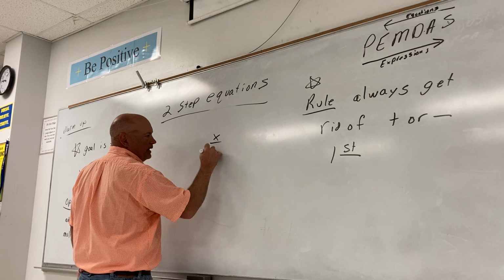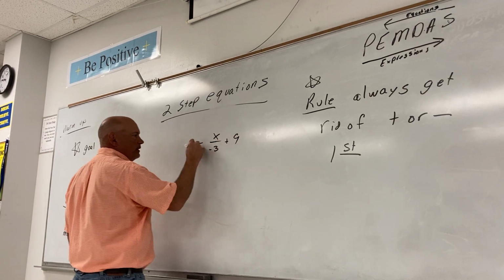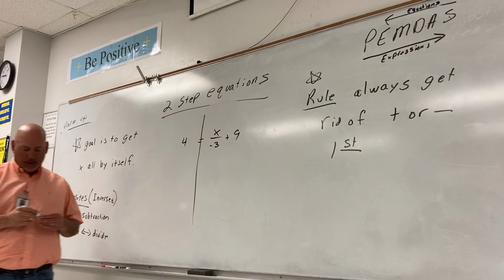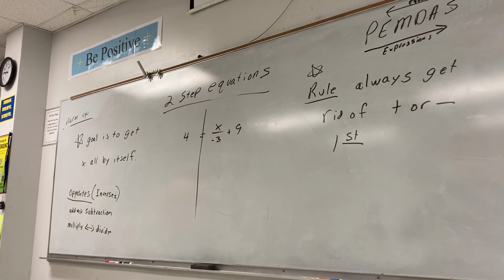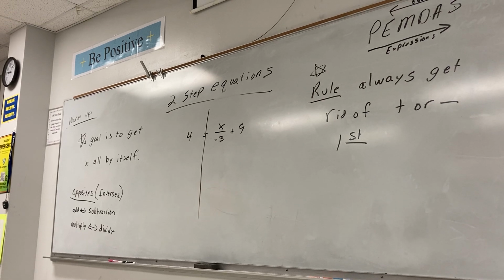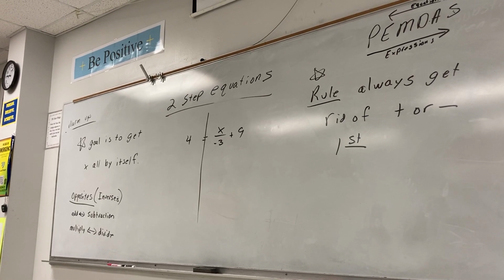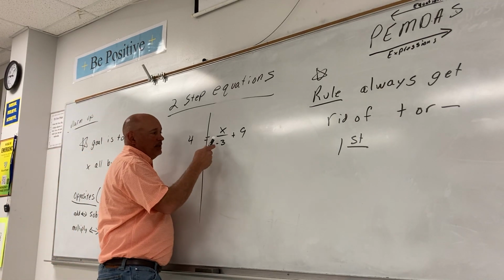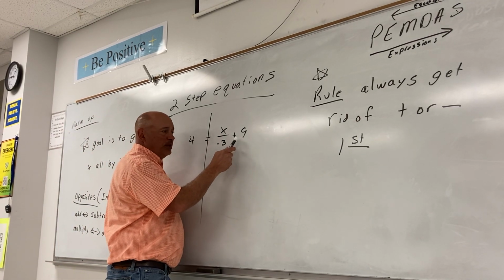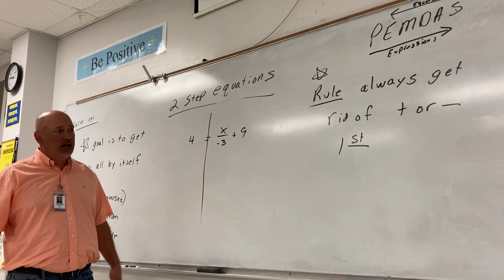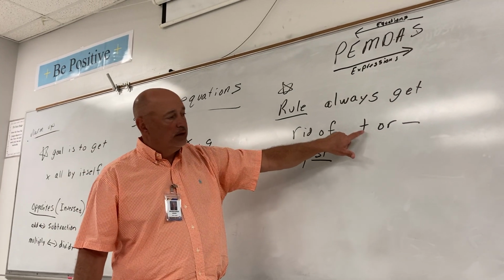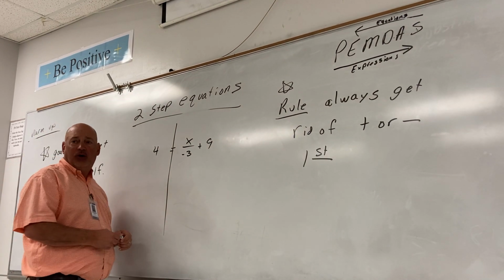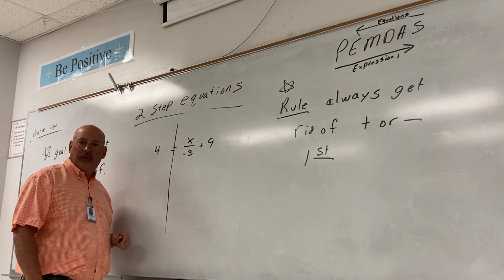X divided by -3 plus 9 equals 4. Let's draw our line. What side of the equation is x on? Right. The right side this time. All right, what are we going to get rid of first? The divided by -3 or the plus 9? The plus 9, because it's adding. Get rid of adding or subtracting first.